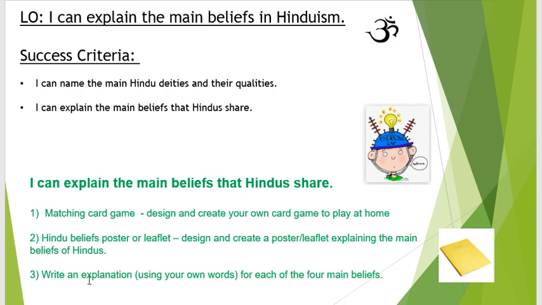And then the last option is to write an explanation using your own words for each of the main 4 beliefs. If you were going to do this, I'd start by writing a subheading in your book. You could start with truth is eternal. I'd write that in my book, underline it with my pencil or my pen, and then write my short explanation underneath. Then I would do the same for Dharma, reincarnation and moksha. Okay, year 5 and 6.